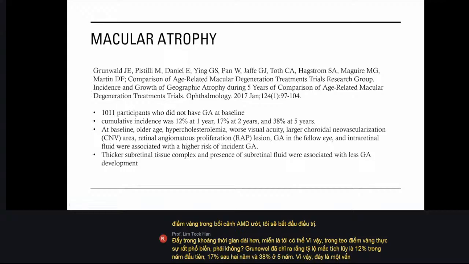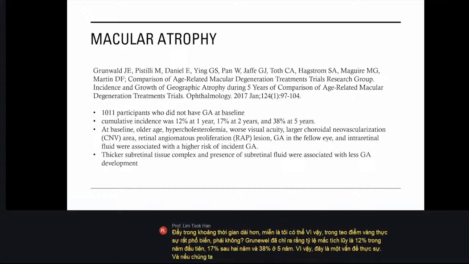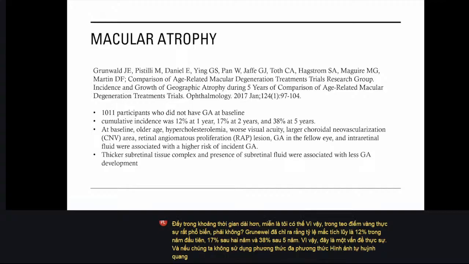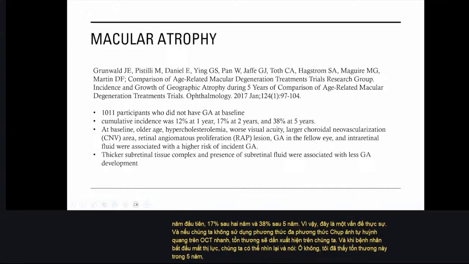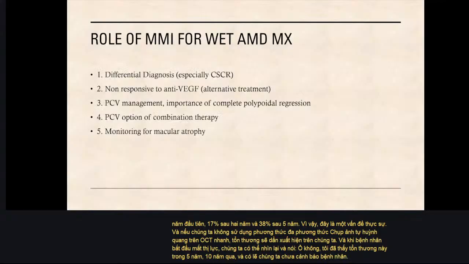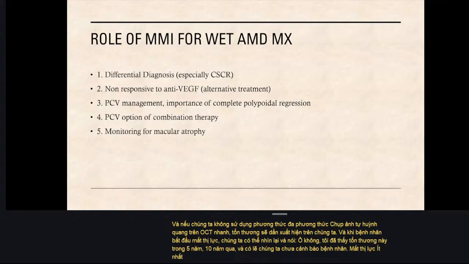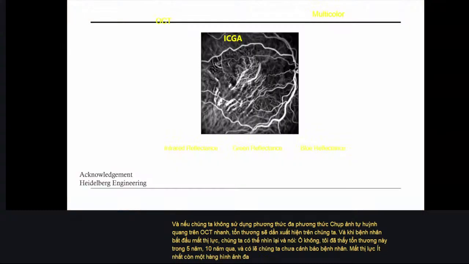And if we do not use multimodal imaging, using autofluorescence imaging and fast OCT, the lesion will sort of creep up on us. And when the patient starts to lose vision, we may look back and say, oh no, I've been seeing this lesion for the last 5 years, 10 years, and we may not have warned the patient of visual loss. So that's at least one more role of multimodal imaging, and that's to monitor for macular atrophy.